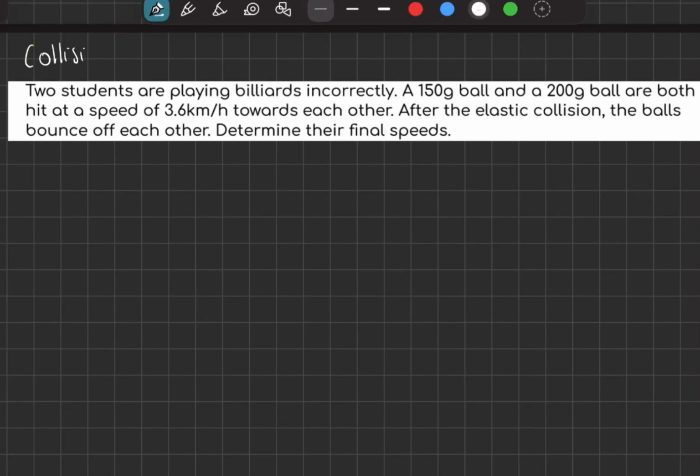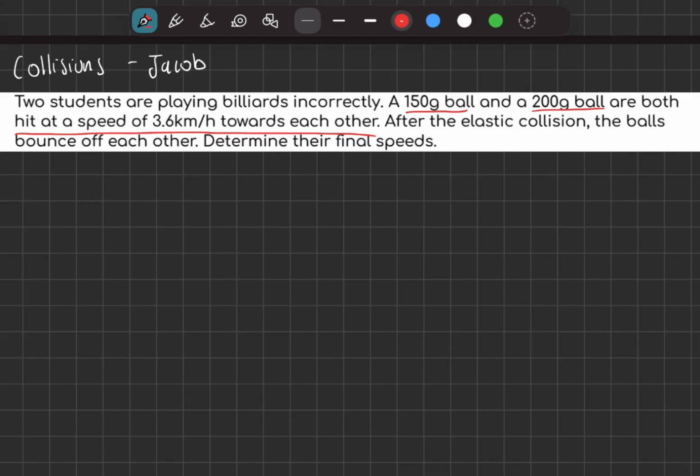Welcome back to another video with Jacob, and today we will be discussing collisions. Below we have a simple example that states two students are playing billiards incorrectly. A 150-gram ball and a 200-gram ball are both hit at a speed of 3.6 kilometers an hour towards each other. After the elastic collision, the balls bounce off each other.